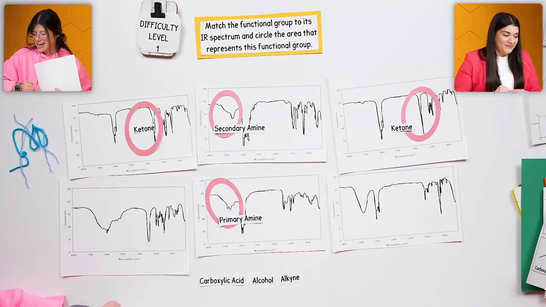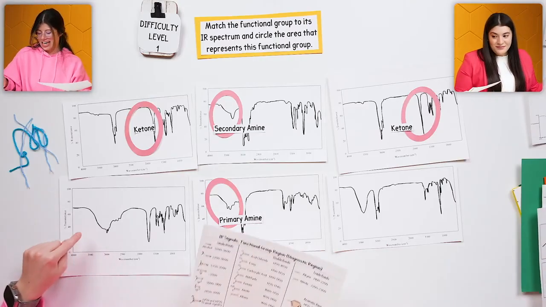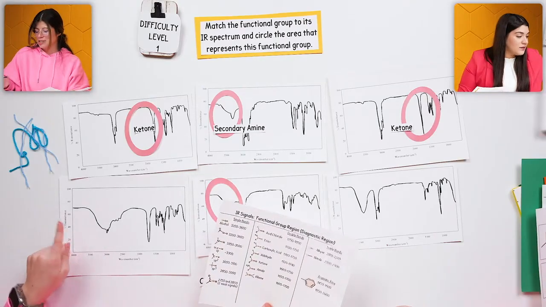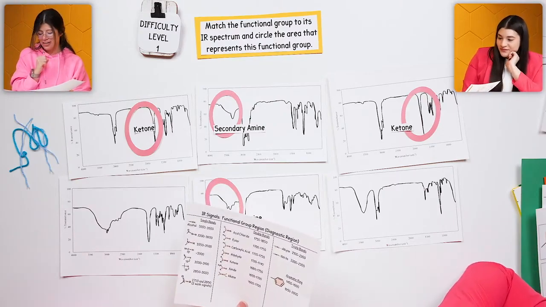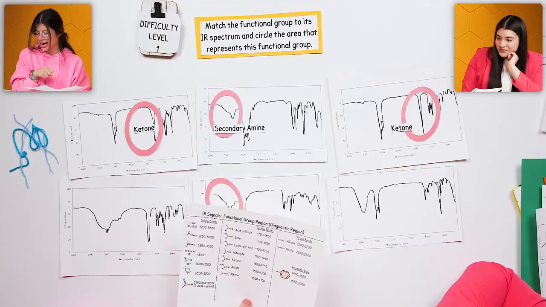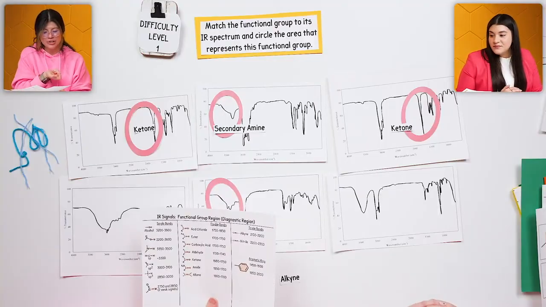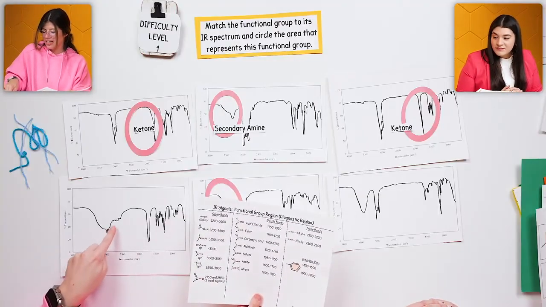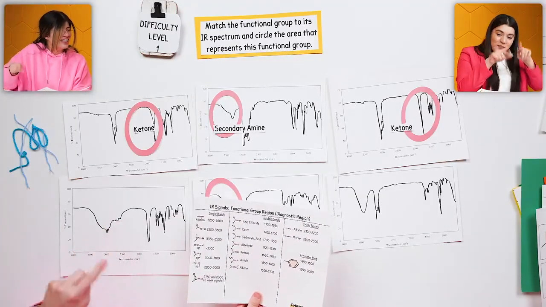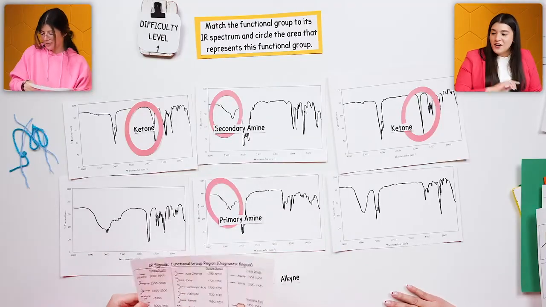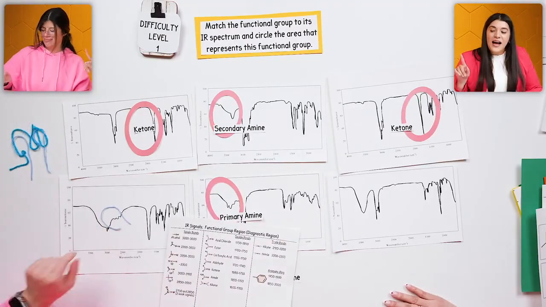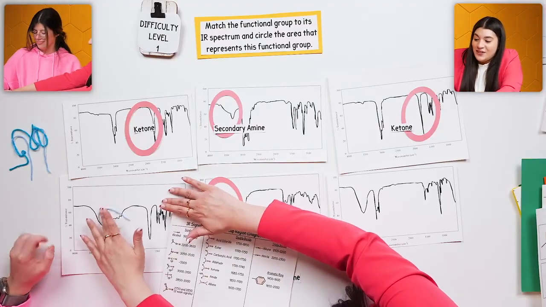What about this one? I want to say this one's a carboxylic acid. Why? Because it's broad. Good. And I remember when I learned about this, alcohol can also be broad too, but it has a weird little peak that fades off. Circle the little area that you're talking about. I would actually say it's here.